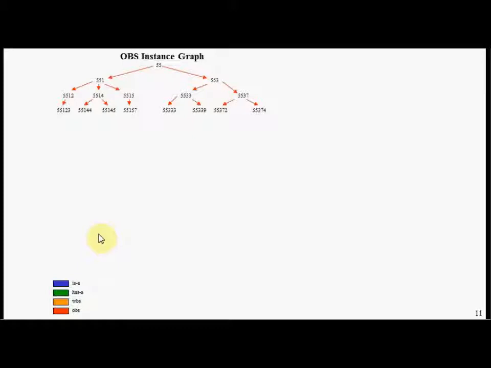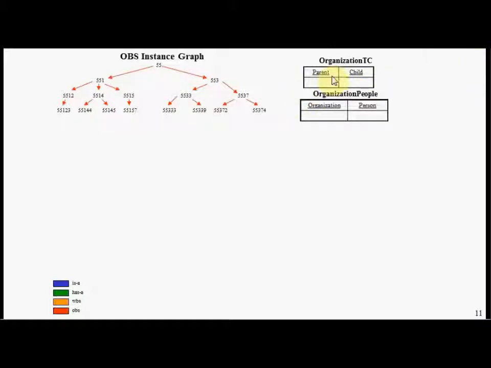Let's look at another query type example. We have a graph here representing an object breakdown structure. So we have an organization broken down into various departments. We see a legend here, so the relationship between nodes is OBS, organization breakdown structure. In support of this graph, we have two tables here, a transitive closure table of the graph and a table representing a collection of people associated with each department number.